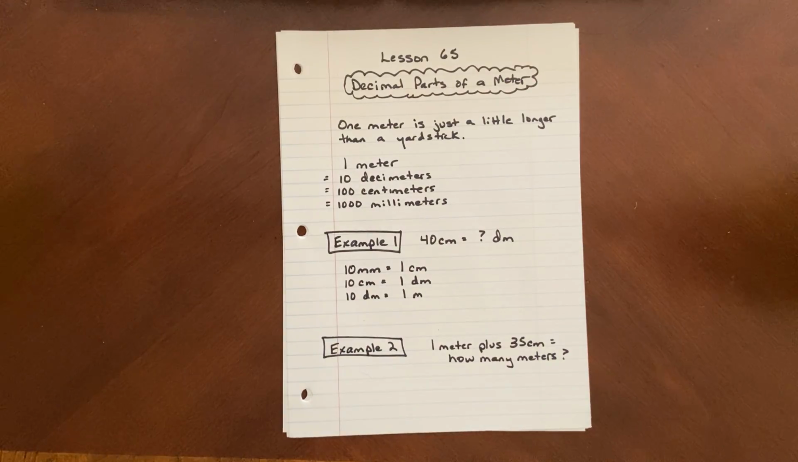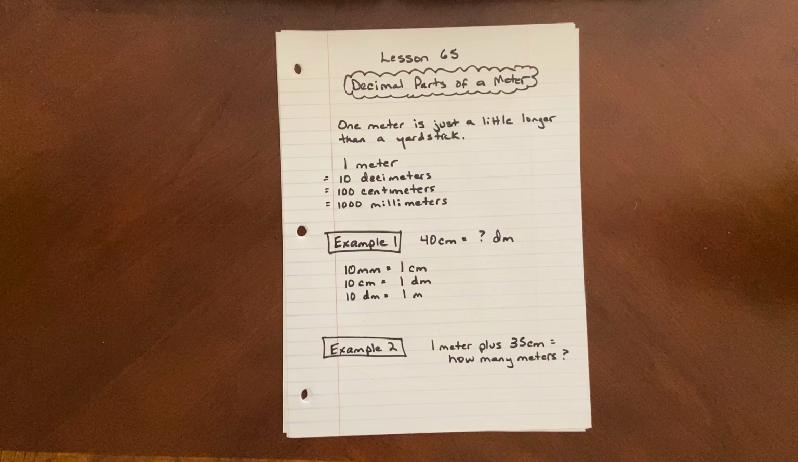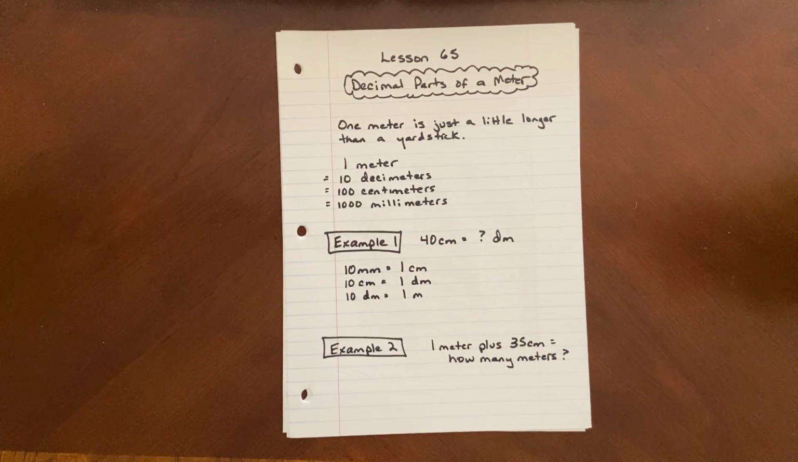This is lesson 65, decimal parts of a meter. So let's think about it. A meter is about a yardstick. So you've seen yardsticks. A meter is just a little bit longer. A yardstick is 36 inches. A meter is about 39 inches, so about 3 inches longer.